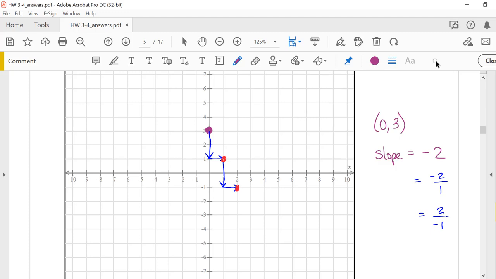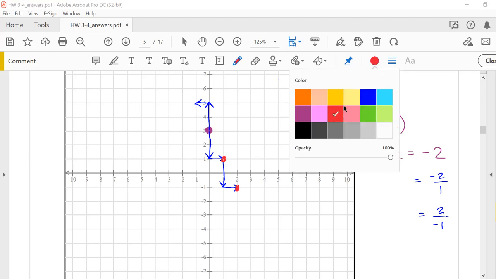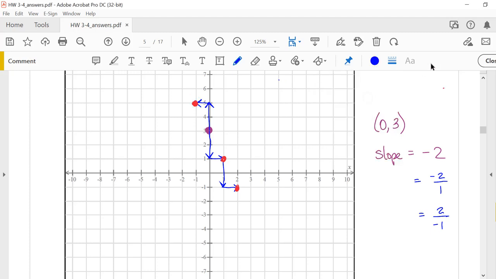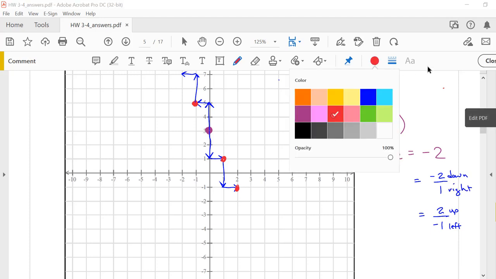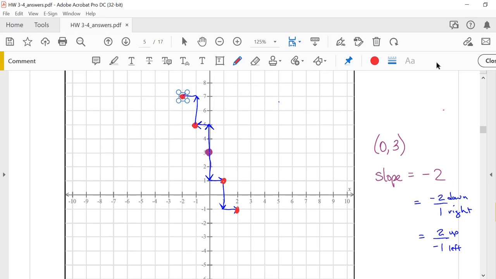Now, had I thought of slope being 2 over -1, that would say to go up 2, oops, hold on. From this point, I could have gone up 2 and left 1. So a point would have been right here. Showing you that one more time, I can go up 2 and left 1. Up 2, left 1. Or I could have gone down 2 and right 1. So my line would look like this.